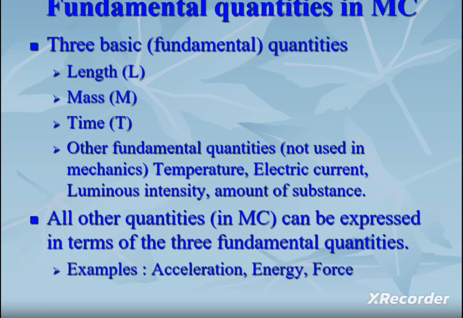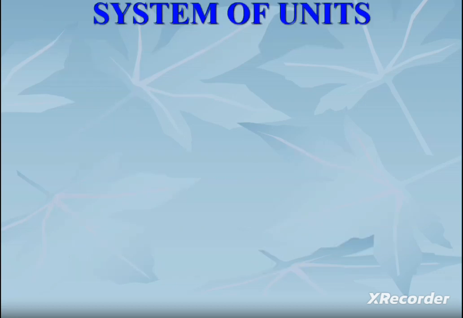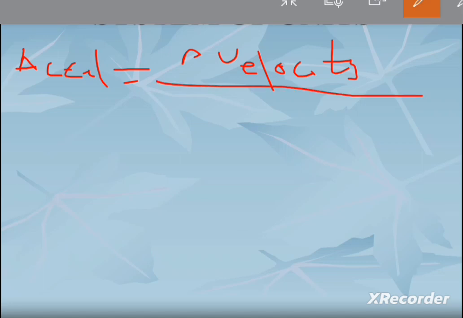Examples are acceleration, energy, and force. They all can be expressed in these three fundamental quantities. Let us express at least one of them. So we have acceleration. When you measure acceleration, you know that acceleration is the change in velocity over the time taken.